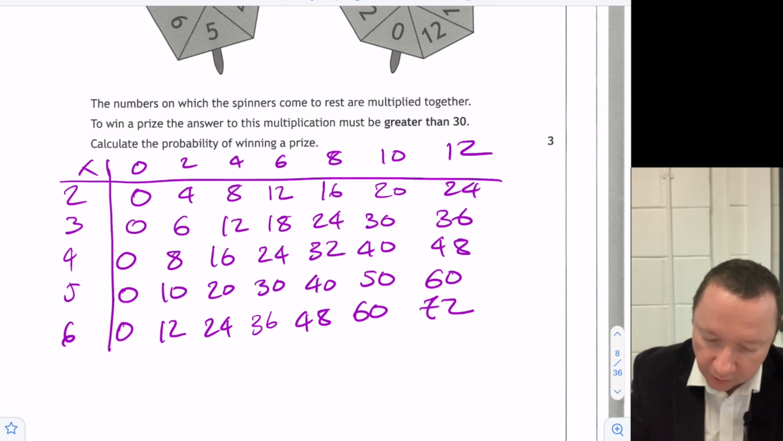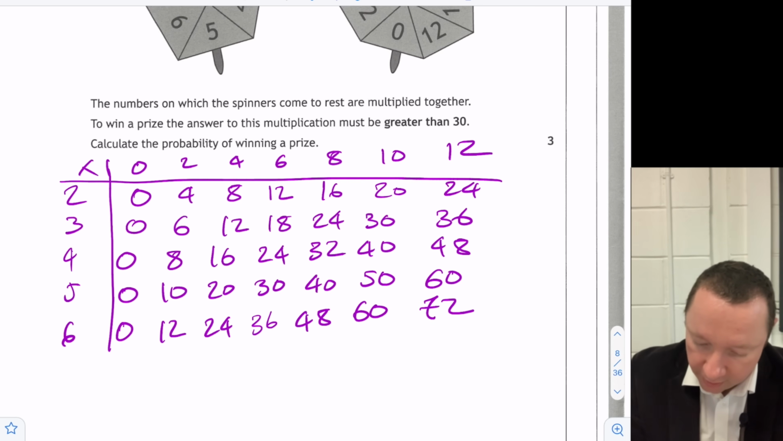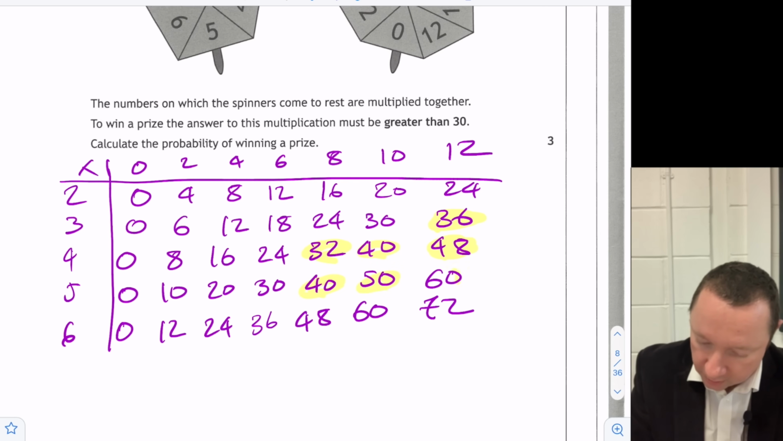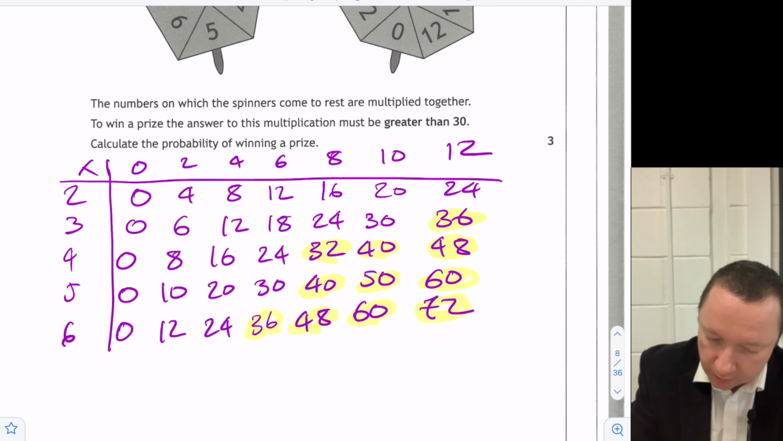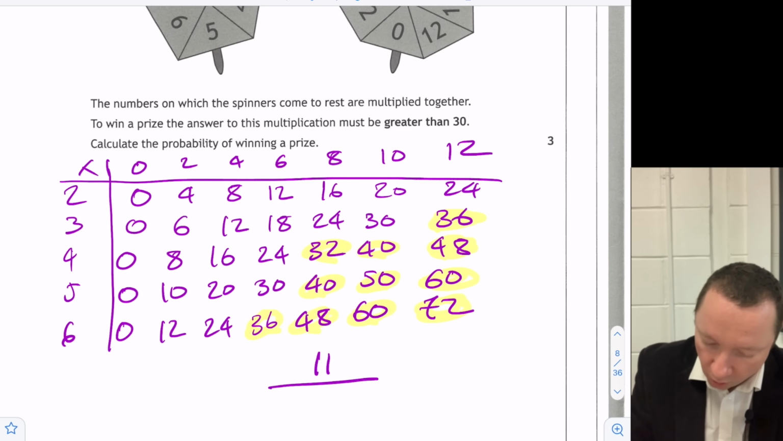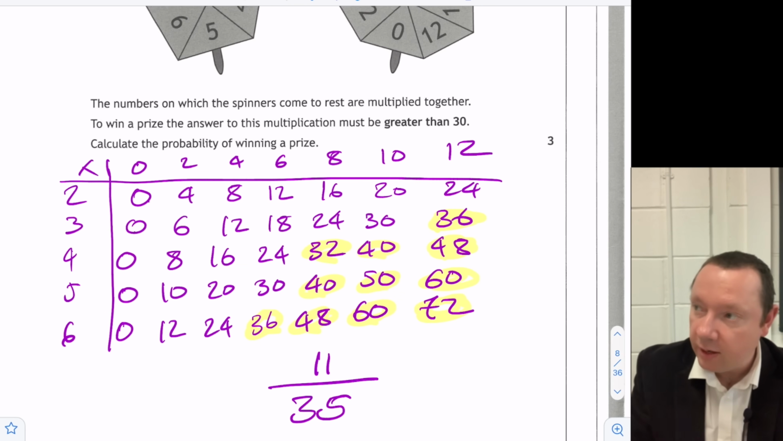And to win a prize we need a number greater than 30. So we've got this one, we've got this one, this one and this one. We've got this one, this one and this one. And then we've got this one, this one, this one and this one. So that is 11 out of 7 times 5 is 35.